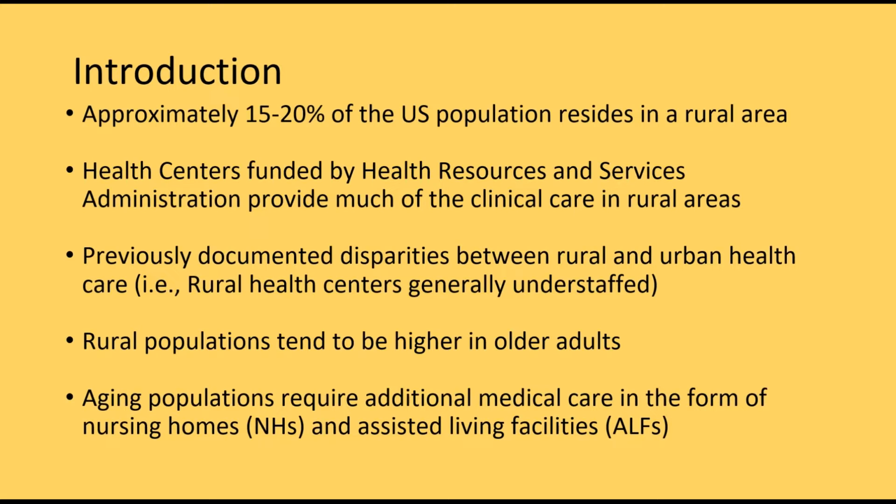Rural populations tend to be higher in older adults. The patients in rural areas tend to be older, female, low income, uninsured, obese, and in poor health. Aging populations require additional medical care in the form of nursing homes and assisted living facilities.